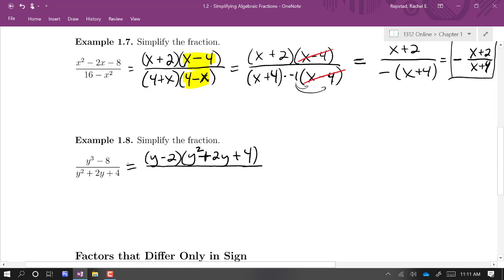And the bottom, that doesn't unfoil, but that's fine because it is in fact the same factor that we see up top. So we're just going to cancel that whole trinomial factor. And this is equivalent to y minus 2.